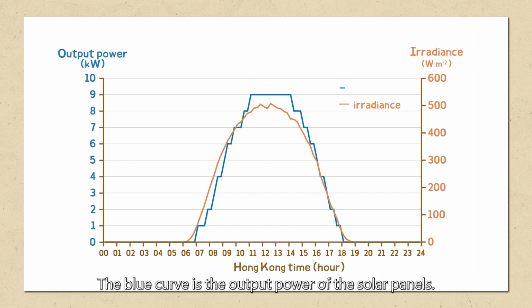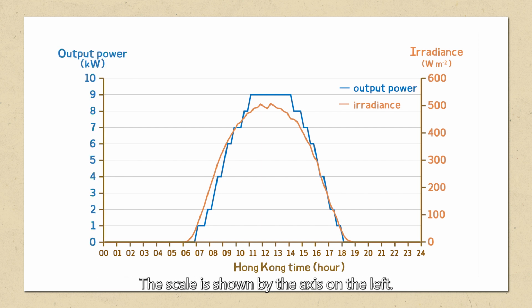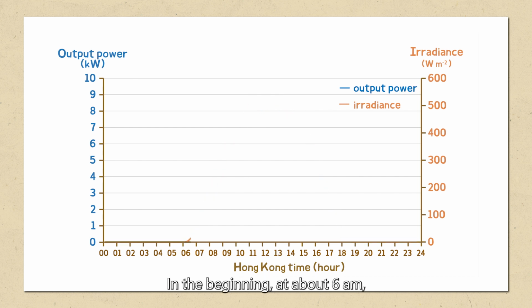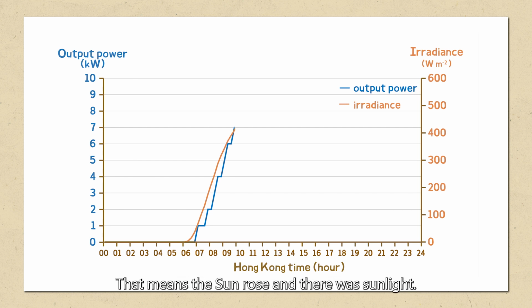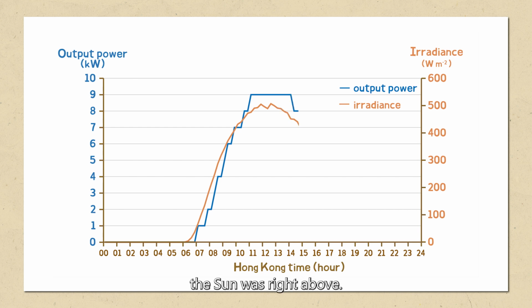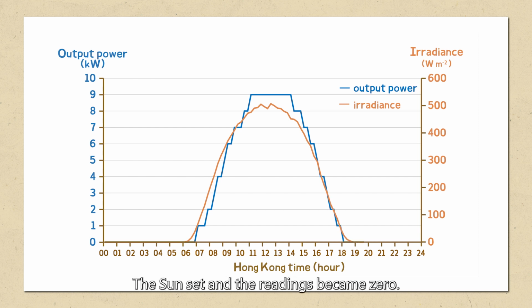The blue curve is the output power of the solar panels. The scale is shown by the axis on the left. The unit is kilowatt. In the beginning, at about 6 a.m., both curves start increasing. That means the sun rose and there was sunlight. At noon, about 12 o'clock, the sun was right above. Sunlight was the most intense. The output power was thus maximum. At about 6 p.m., the sun set and the readings became 0.